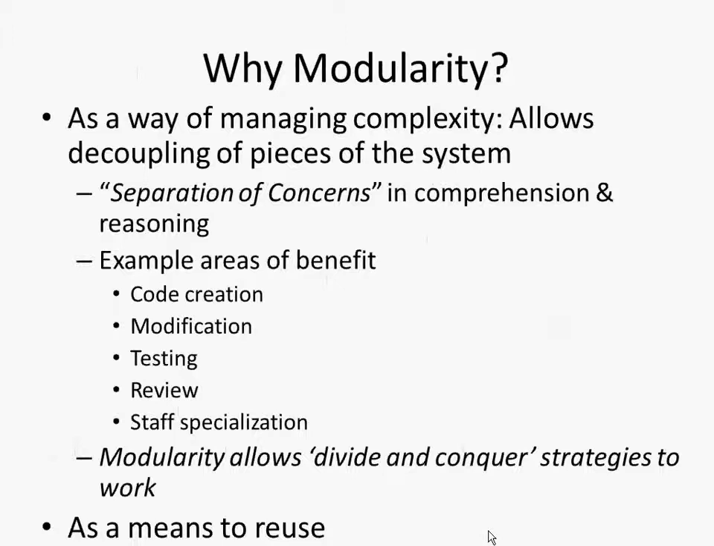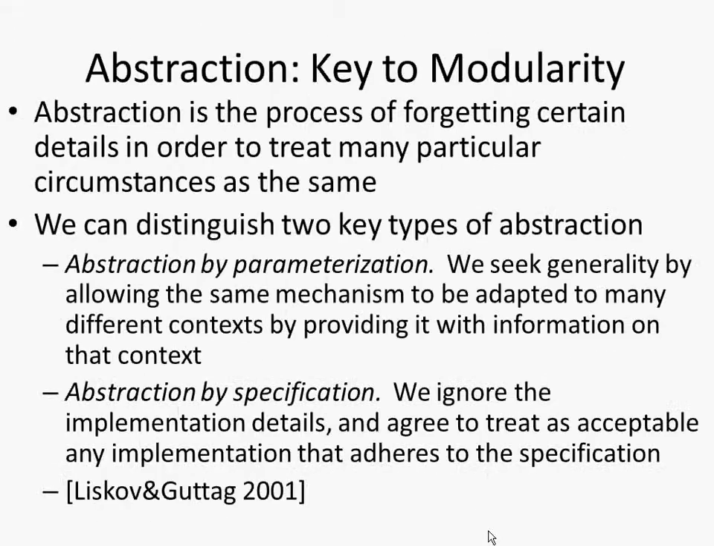And it turns out that computer scientists have long recognized that the way to do this is abstraction. We call abstraction the process of forgetting certain details, or hiding or abstracting away from certain details, to treat many particular circumstances as fundamentally the same. And one of the keys to abstraction is to create methods, to create functions, okay? And the functions hide the details, okay?